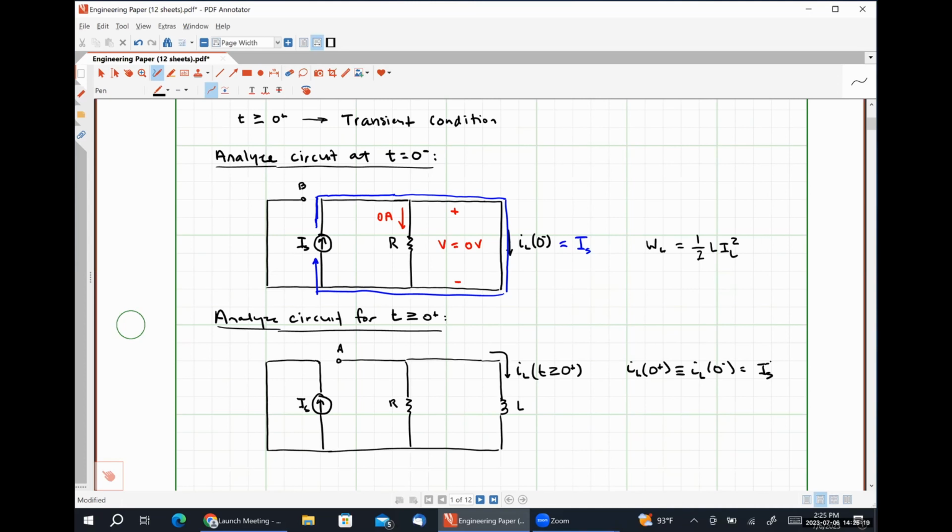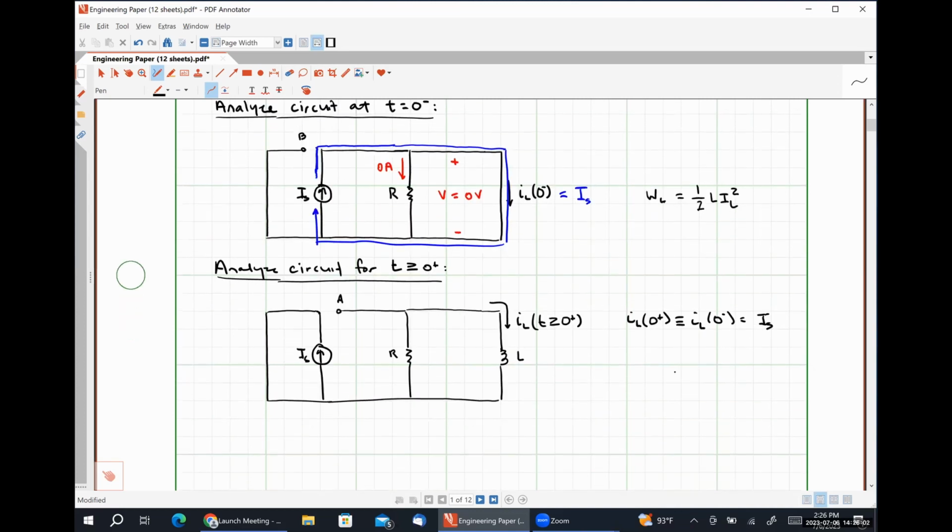Since the energy stored by the inductor is decreasing, that means the current flowing through the inductor decreases over time. So as the inductor transfers its energy to the resistor, the inductor current is going to gradually get smaller and smaller until all of the energy that was stored by the inductor has been converted into heat by the resistor. That's what's happening during the transient condition. What we're going to do now is figure out how to describe that mathematically.